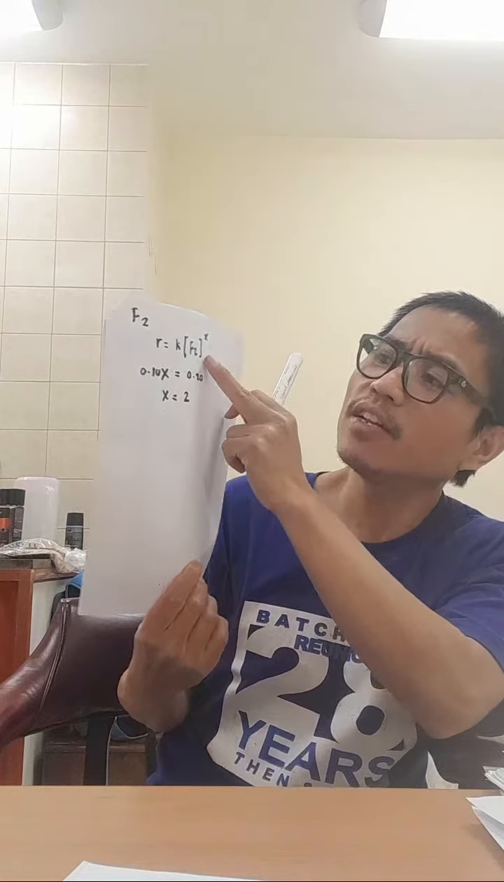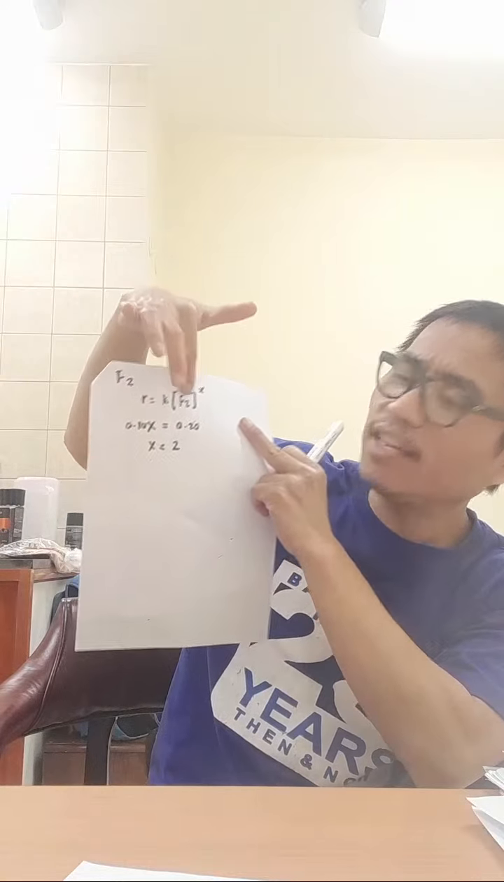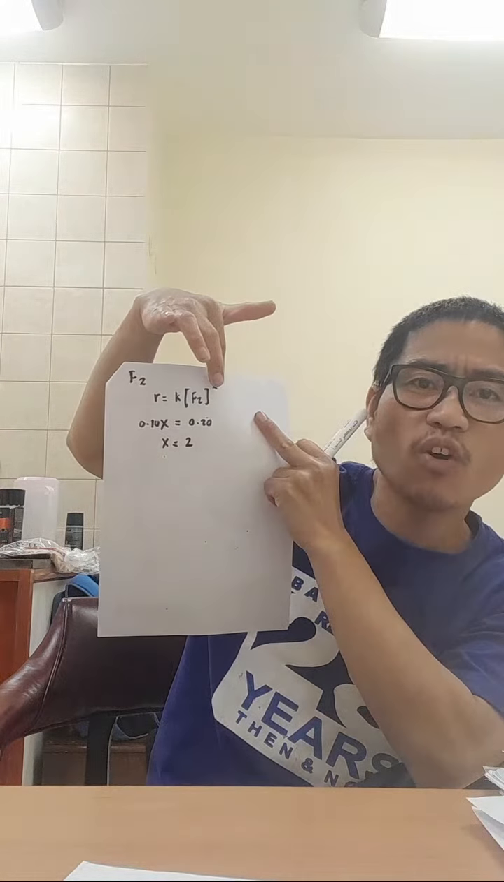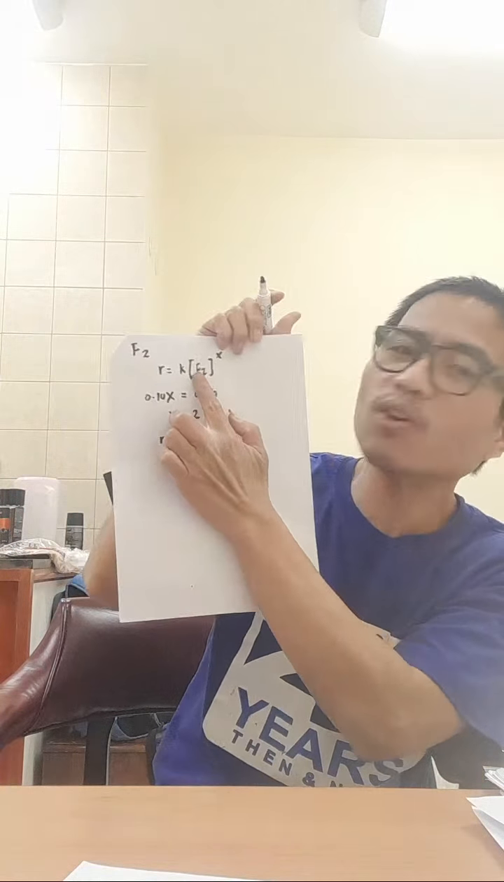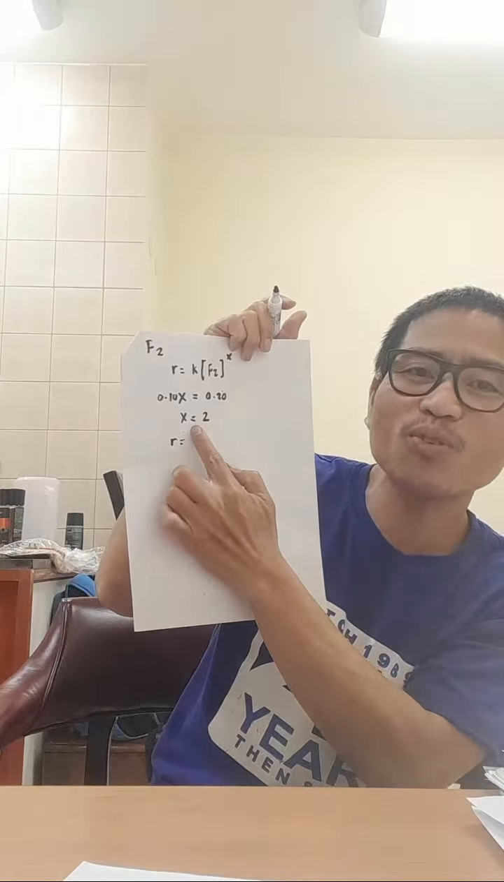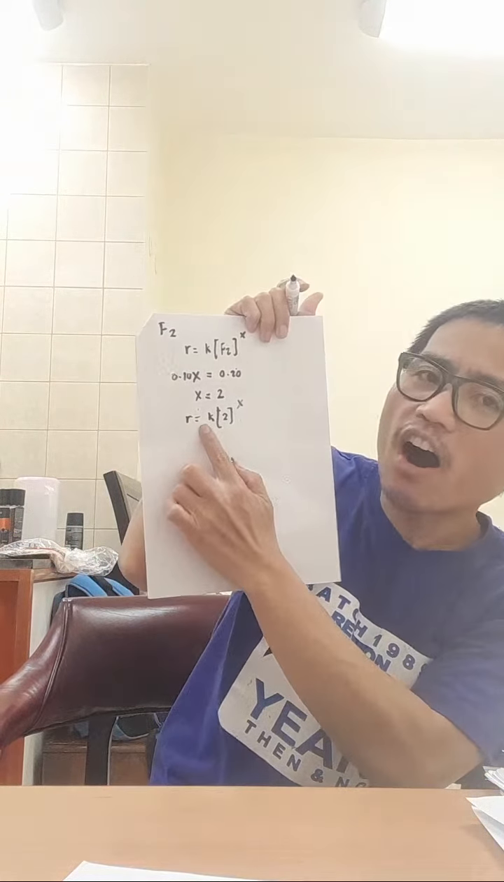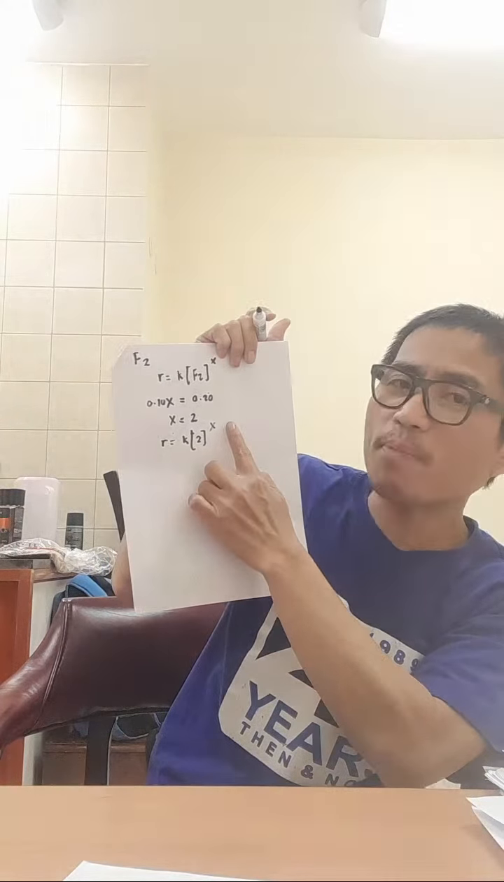2 is the factor you will multiply in here. Okay, so now you substitute the 2 for F2 inside the parentheses. So this will now become R equals K times the value of F2 inside the parentheses. You will put this 2 there inside because this is the factor of the concentration. Okay, so 2 raised to the power X. So we now have the rate law formula for fluorine gas, which is R equals K times 2 raised to the power X. And now we need to solve for the R also.